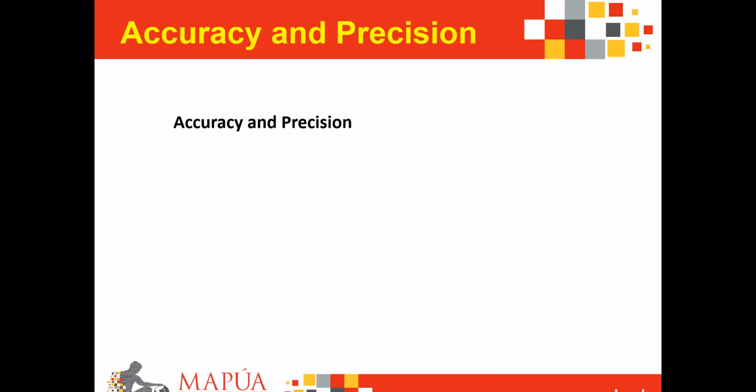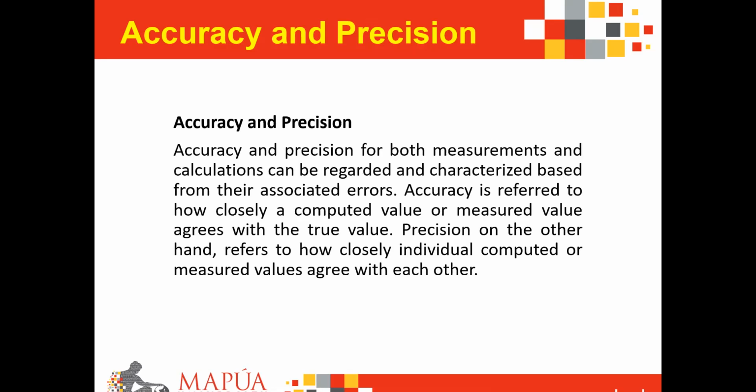These particular mathematical models are often associated with calculated values that include what you call errors. When defining accuracy and precision, normally these errors are involved. Accuracy and precision for both measurements and calculations can be regarded and characterized based on the associated errors. Accuracy refers to how closely your computed value or measured value agrees with the true value. And precision, on the other hand, refers to how closely individually computed or measured values agree with each other.